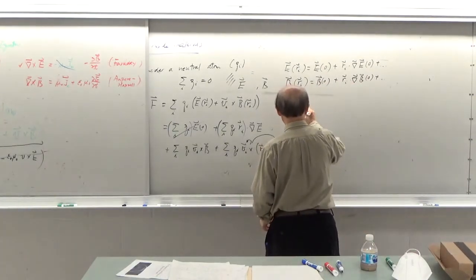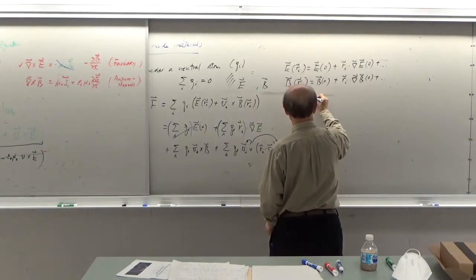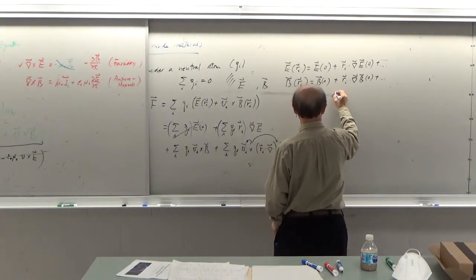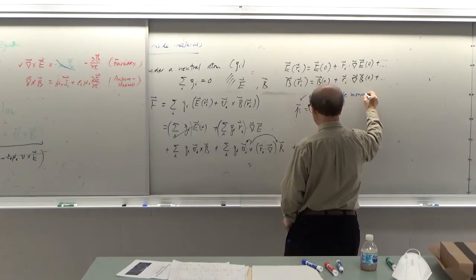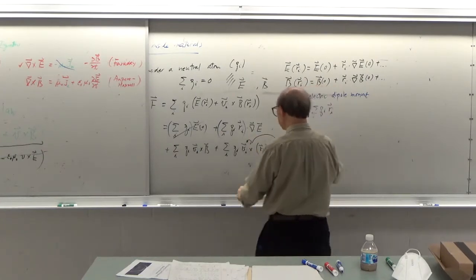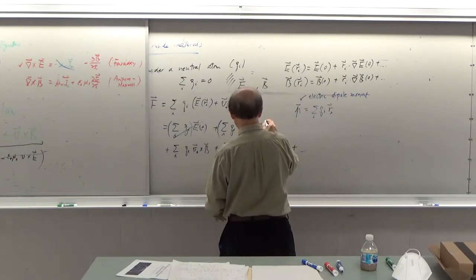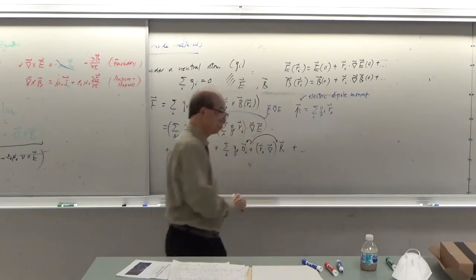So P stands for electric dipole moment, the sum over i of Qi Ri. So this term is P dot gradient acting on E. Simple.